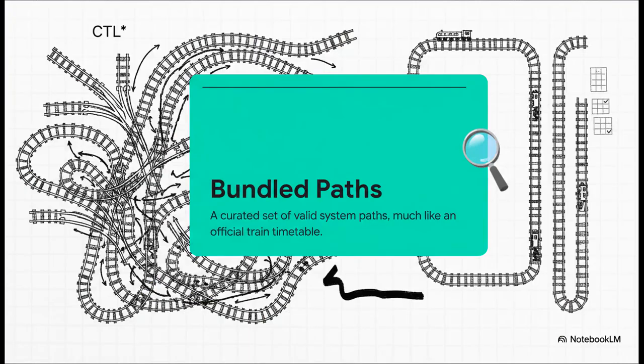To really get your head around these bundled paths, let's use an analogy. Imagine you need to verify a massive railway network. The old way, CTL, is like trying to analyze every single possible journey a train could ever make by switching tracks whenever it wants. It's totally exhaustive, sure, but it's just overwhelming. BCTL, on the other hand, is like being handed the official train timetable. You're only looking at the approved routes. It's a much smaller, more manageable set, but it still represents all the essential, valid journeys that can actually happen.